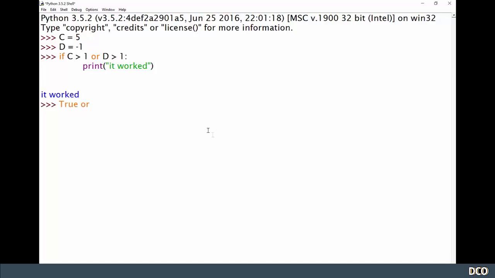Then you've got OR in the middle. Now, is D greater than 1? Is -1 bigger than 1? It's not, right? So that's going to be false. But because one of the inputs to OR is true, the overall thing gives us true. So that means the condition here is true.